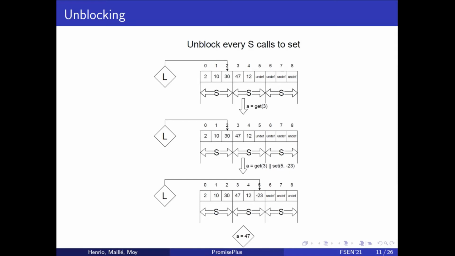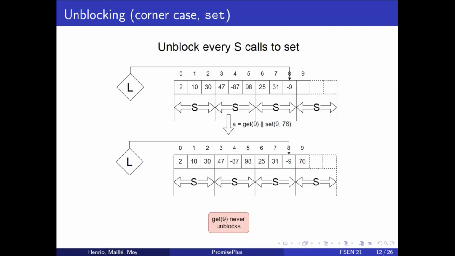So you may be wondering, what happens if the array cannot be divided in chunks of length S? Well, let's look at what would happen if we have such an array. For example, here we have an array of 10 elements with a step of 3, and we call get(9) in parallel with set(9, 76). We write 76 at index 9, but here, well, we have a chunk with 2 elements that are not filled, virtual elements in this case, but it doesn't matter. It is, in effect, a chunk, and it is unfilled, so get(9) never unblocks.